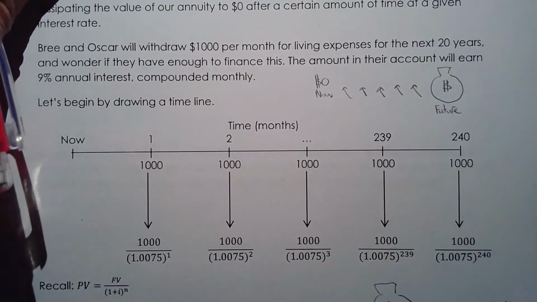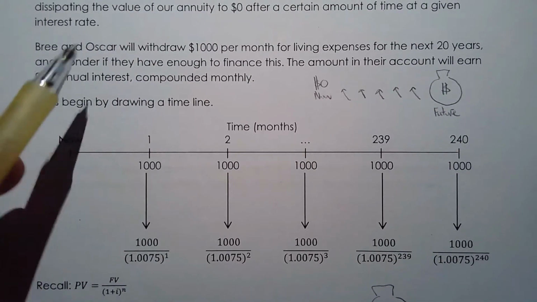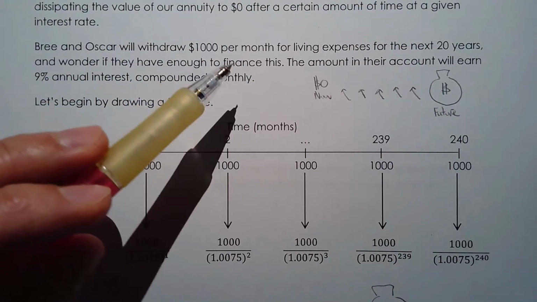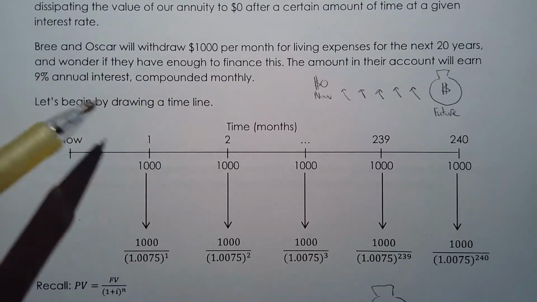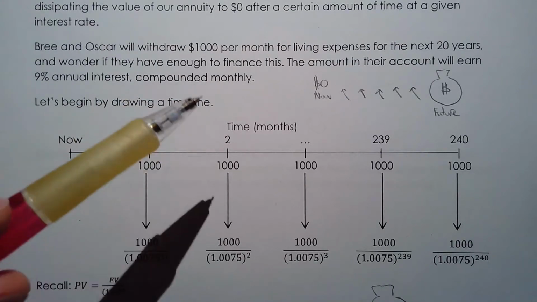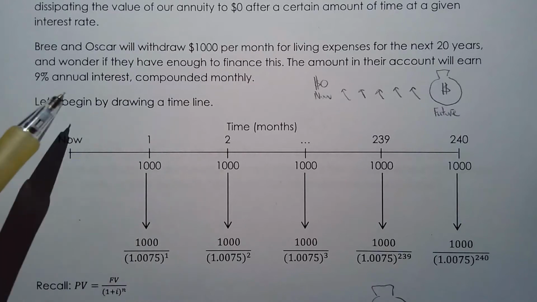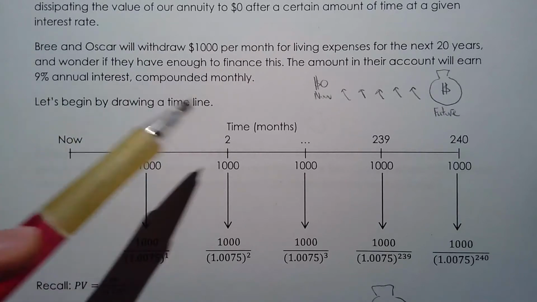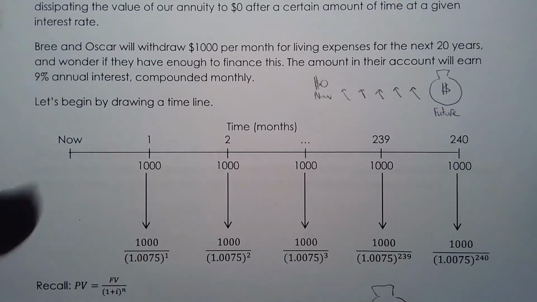So the example I gave is Bree and Oscar will withdraw $1,000 per month for living expenses for the next 20 years, and they wonder if they have enough to finance this. The amount in their account will earn 9% annual interest compounded monthly. So basically, they have a plan. They want to live on $1,000 per month for the next 20 years. So how much money do they need today in order to make that happen?